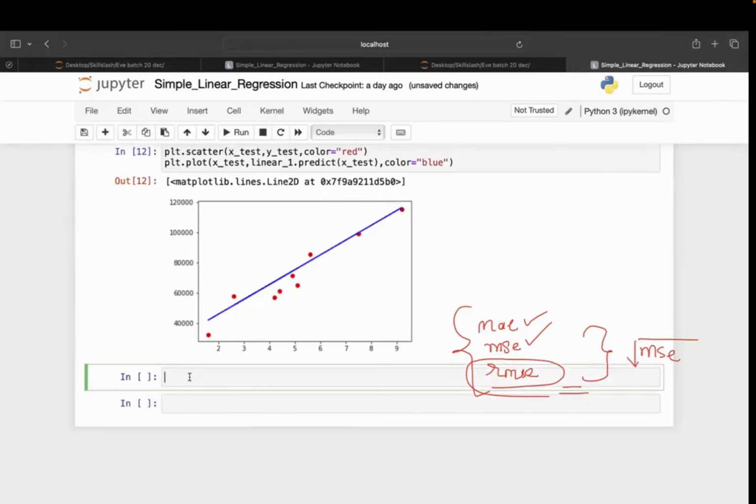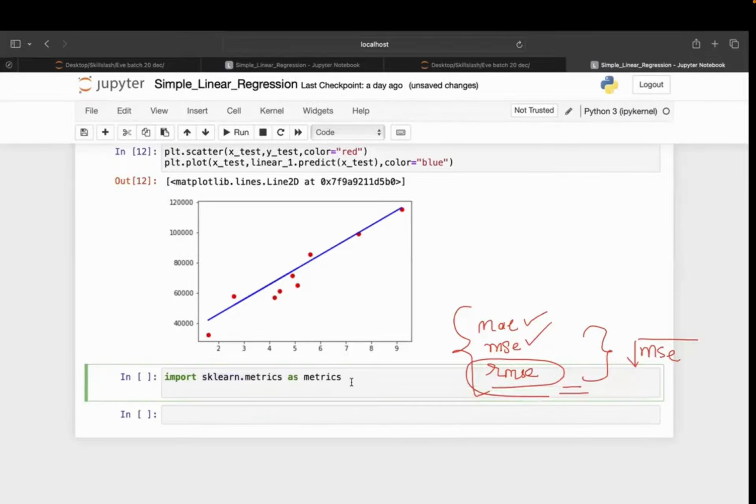Okay, now coming here, what we have to do, simply, I'm going to import sklearn.metrics as metrics, since I cannot write sklearn.metrics again and again. So I'm just aliasing it, giving sklearn.metrics a small name called metrics.